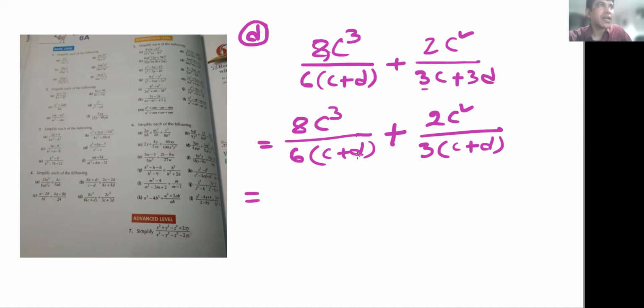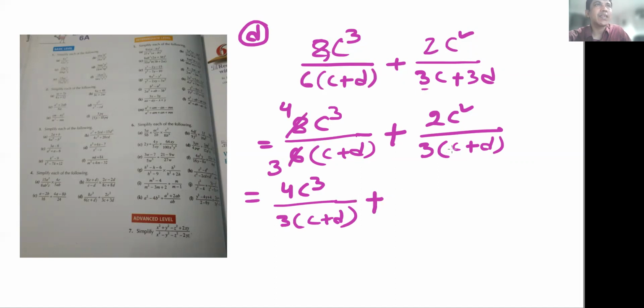8CQ over 6C plus D. Anything you can take and cross out? Yes, 8 and 6 divided by 2. So we can write 4CQ divided by 3 into C plus D. Then we have a plus sign. Anything you can take out from here? No. 2C square divided by 3 into C plus D.